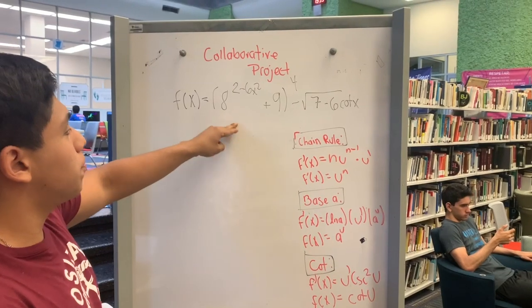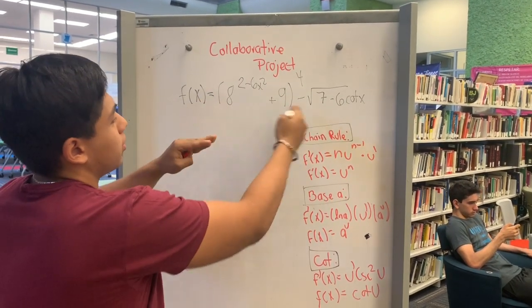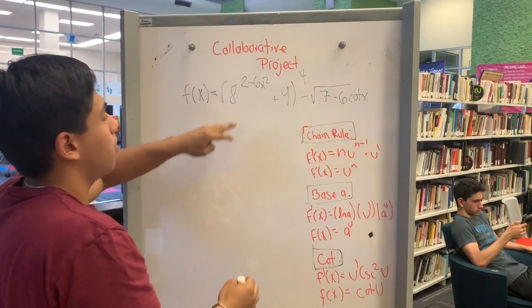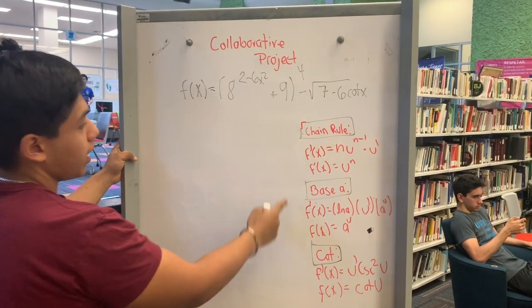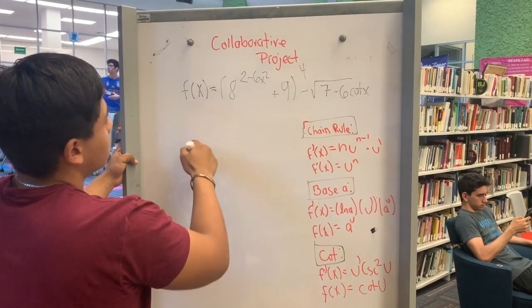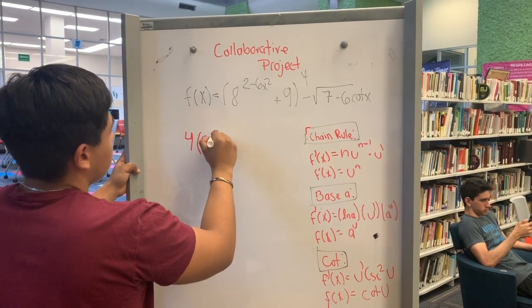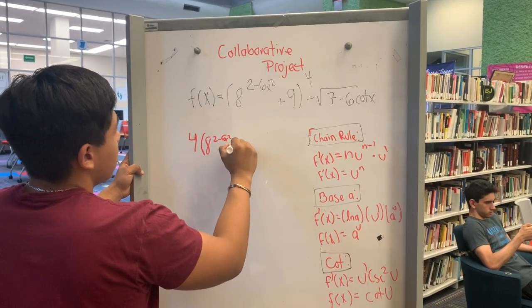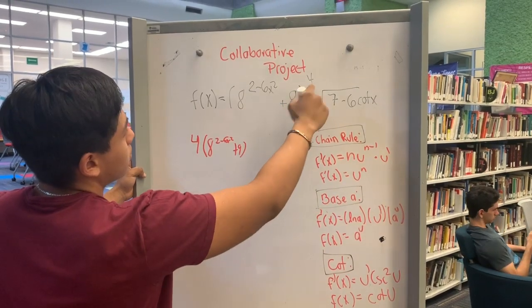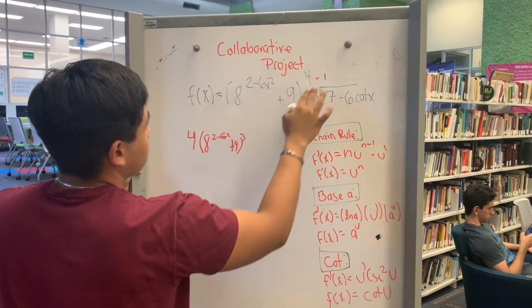So now we're going to do this part of the problem. We're going to divide in two because it's a subtraction. The chain rule states that we need to take down this exponent, so we take it down. We leave the same parentheses, 8^(2 minus 6x squared) plus 9, and this is minus 1, so it's going to be 3.